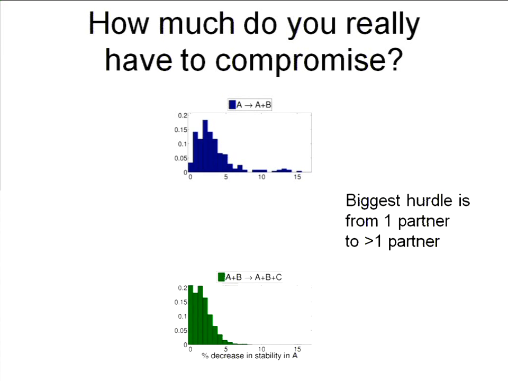Our conclusion from this is that, at least for the calmodulin analysis that we did here, the biggest hurdle is going from binding one partner to binding more than one partner. That's indicated by the larger decrease in stability here versus here. And we saw some similar results when we analyzed the jump from binding one partner A to binding additional partners, A, B, and C, where, again, you see that the big jump is going from 1 to more than 1.